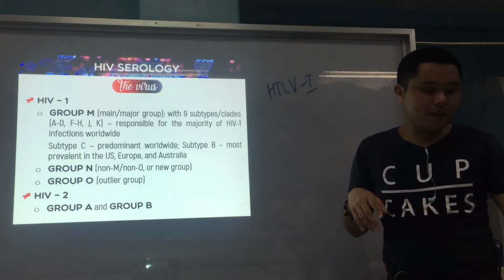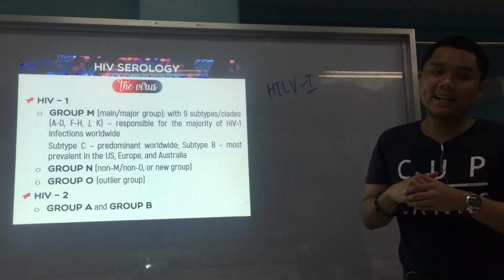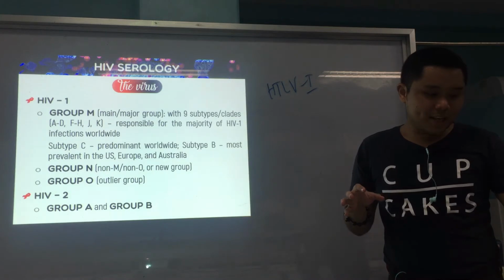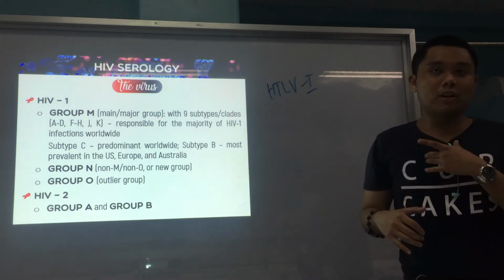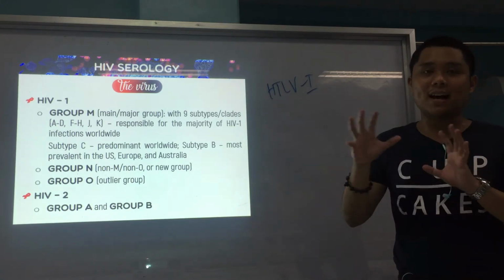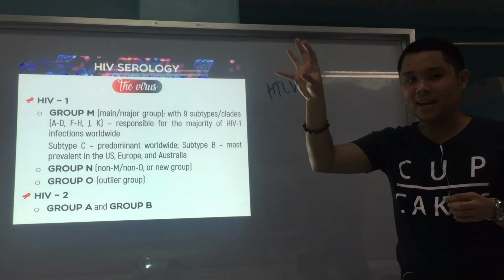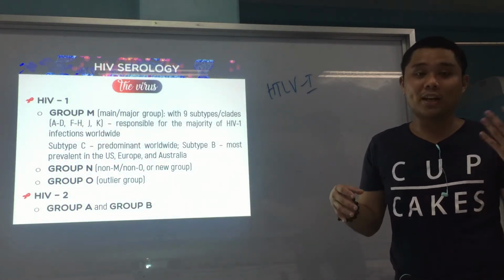But again, as I've mentioned, HIV2 is less severe compared to HIV1. It's less pathogenic and it's also less to be transmitted, it has a lower rate of transmission compared to HIV1. So HIV1 yun atong main. So most of the time, if we refer to HIV here in our lecture, we're talking about HIV1.